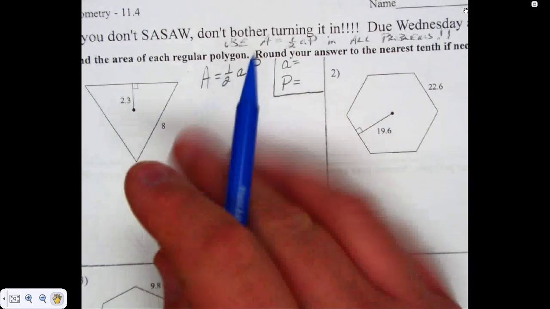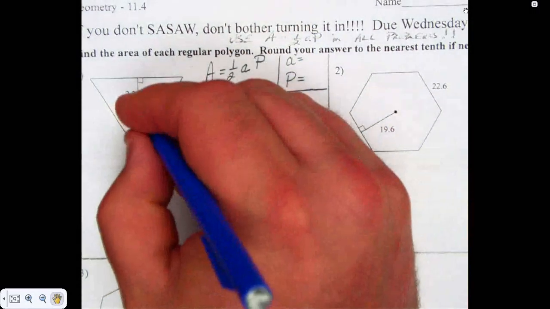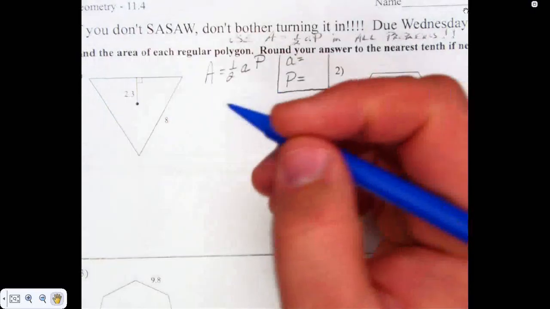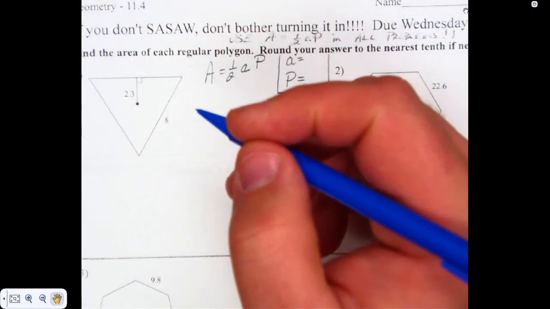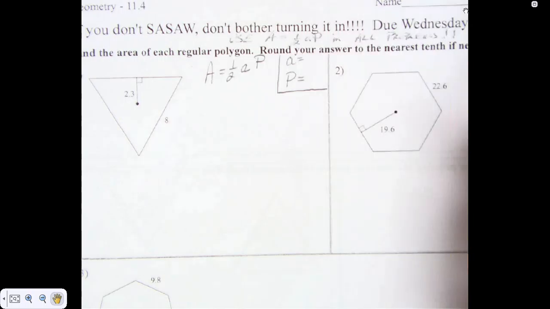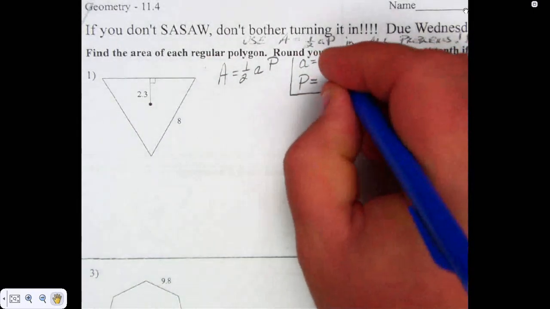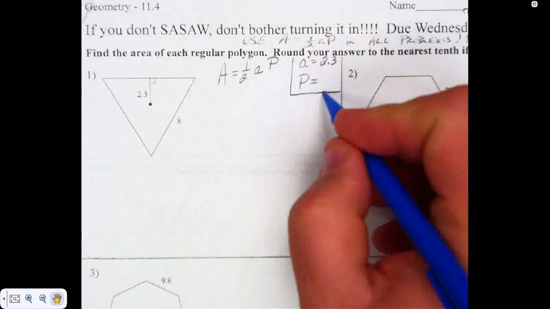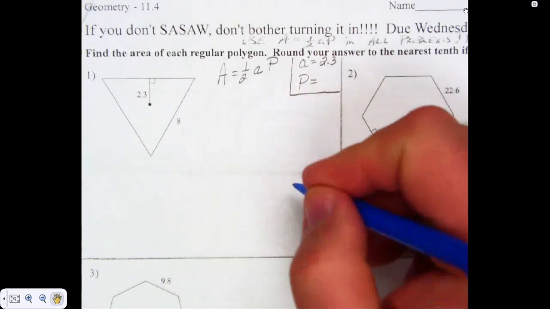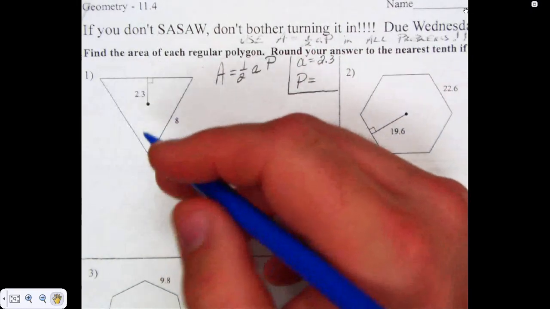Well, what has been given to me? What is the apothem? It's the perpendicular distance from the center of a regular polygon to its side. Have I been given the apothem? Yes. What is it? 2.3. Okay, I have a number for that. I can't use this formula until I can fill in both these blanks. Then I use the formula. Have I been given the perimeter? Yes, 24. Not directly.